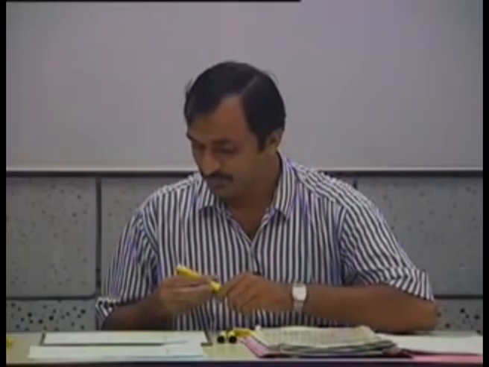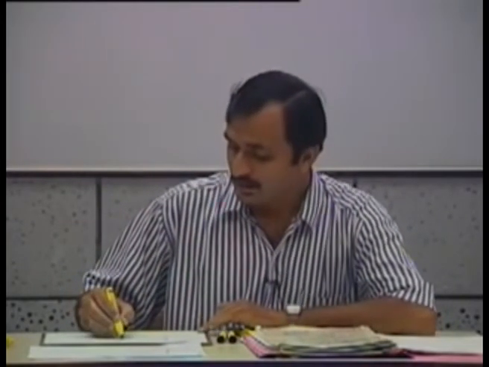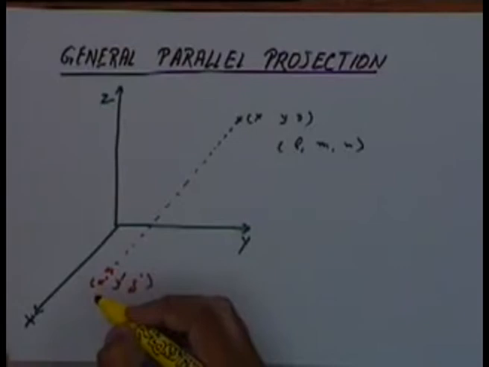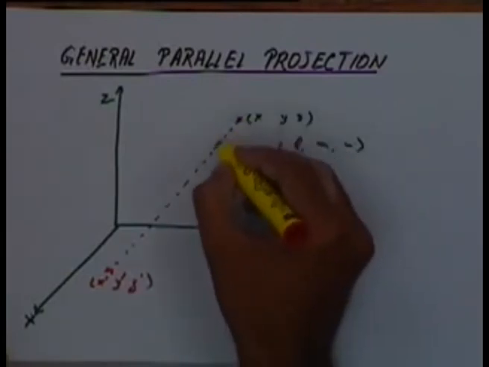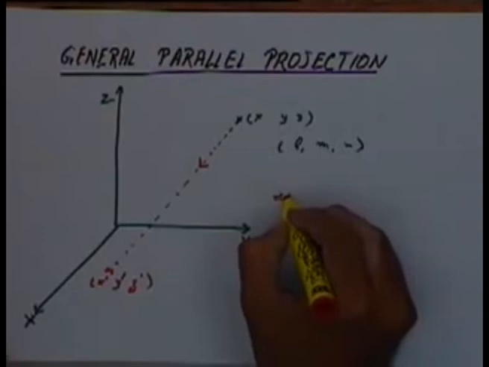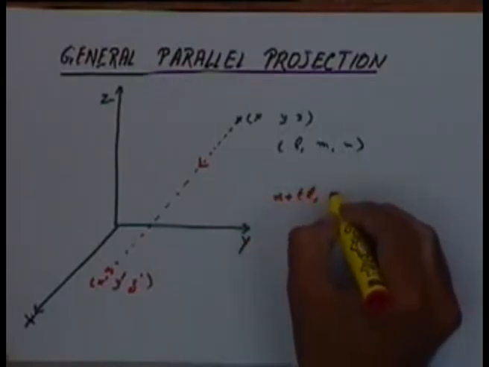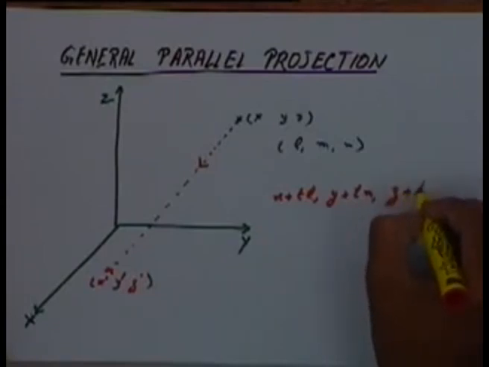If I write down the parametric equation of this line, what will that look like? Any point on this line will be given by x plus t times L, y plus t times m, and z plus t times n.